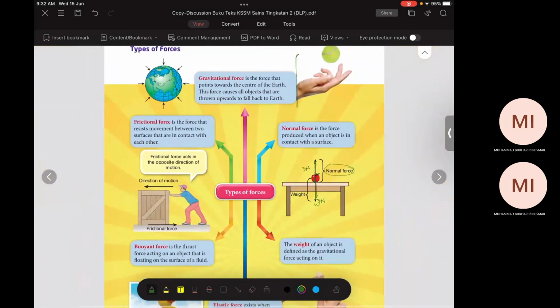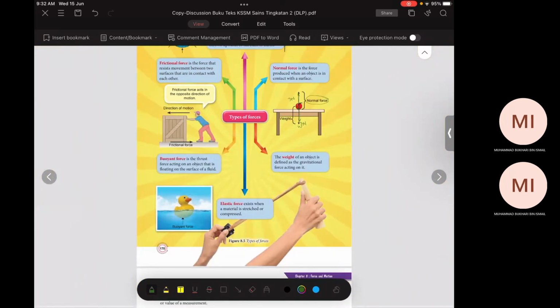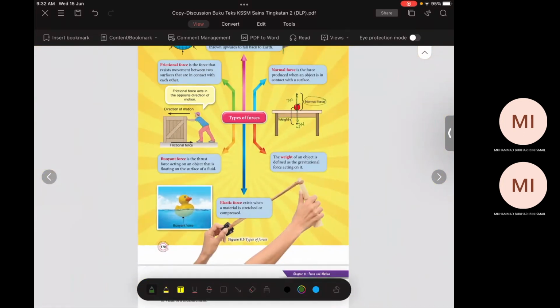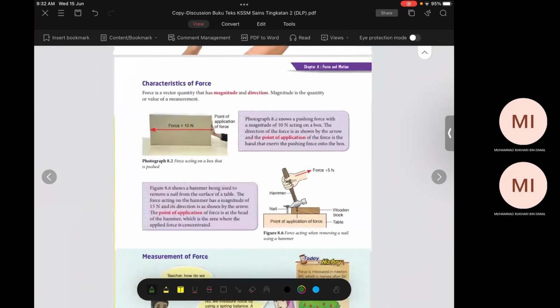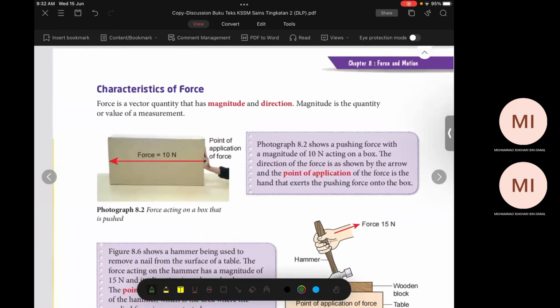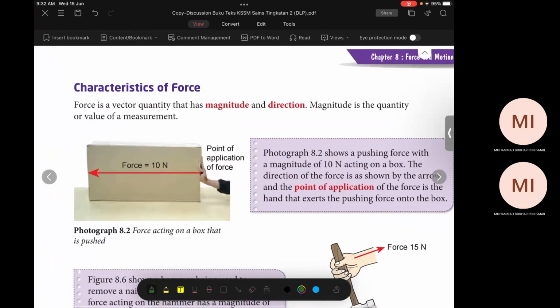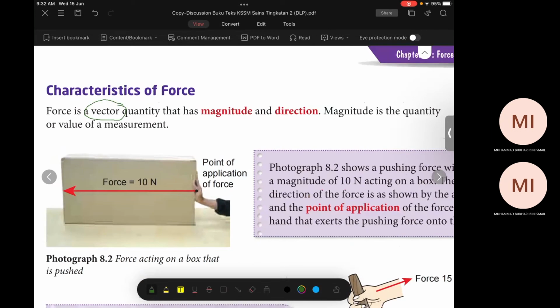What else? Okay, those are the forces stated here. The next thing, characteristic of force. Force is a vector quantity. Remember, this is a vector quantity. You know what a vector quantity is? When we say vector quantity, it has both magnitude and direction.